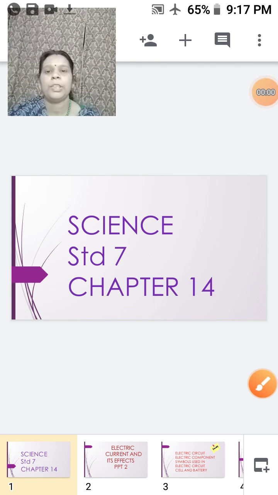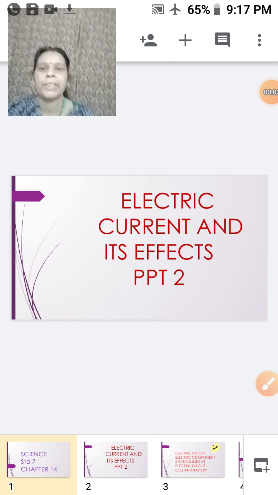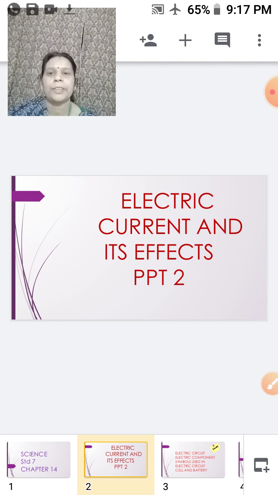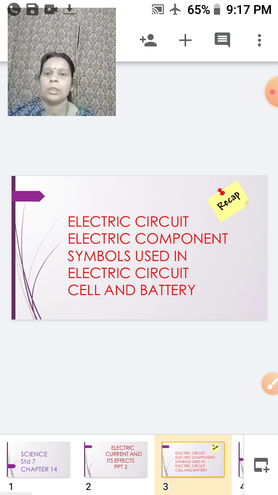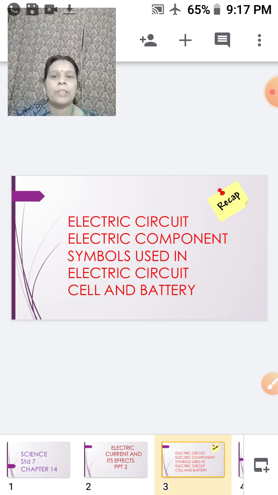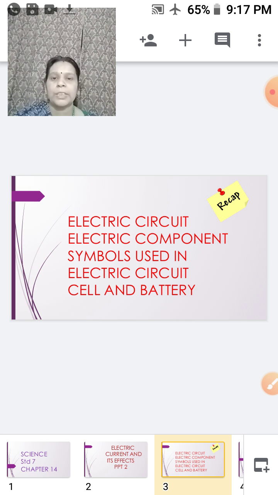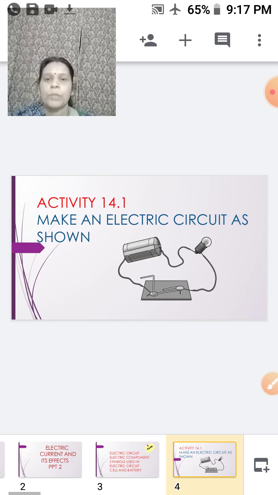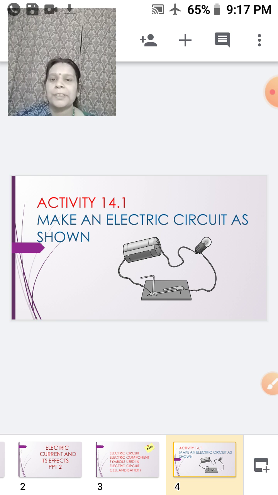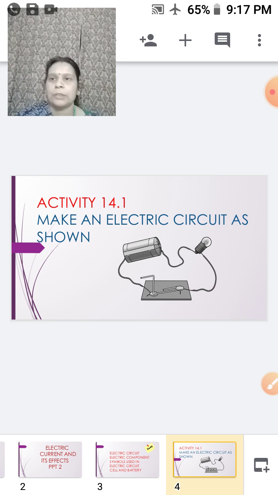Then we are in Science chapter 14, Electric Current and its Effect. Today is the second part of the chapter. Yesterday, during our period, we discussed the electric current, circuit, components, their symbols, and the cell and a battery. Today, we'll start with an activity.